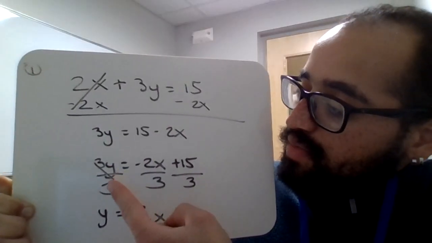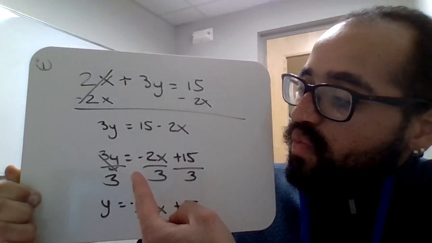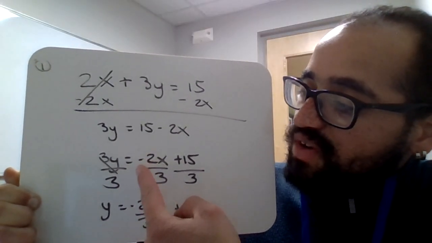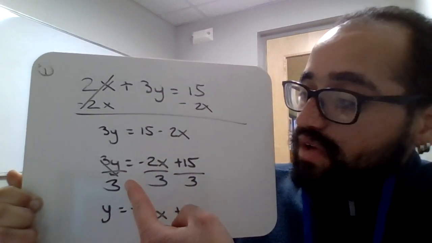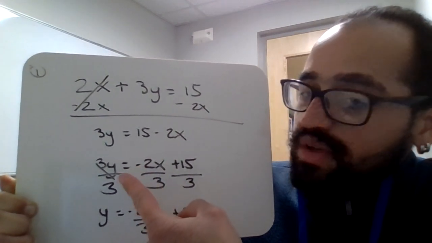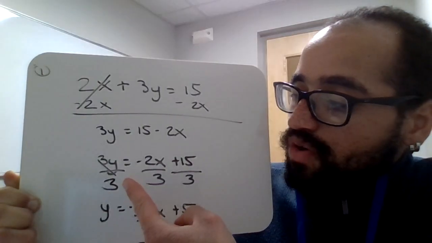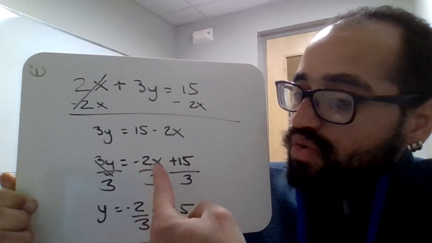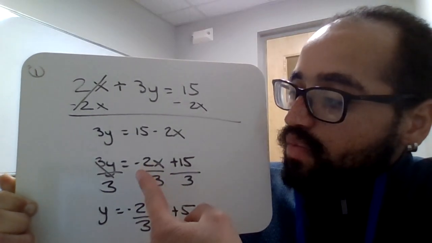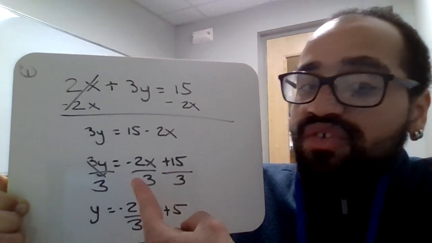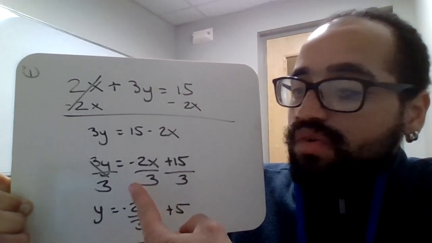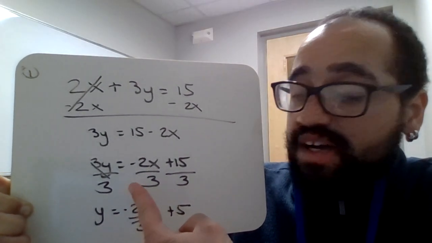But because we isolated y, we're going to stick with that. So we isolated y up here, so we're going to stick with isolating y down here. Y is being multiplied by 3, so in order to make this equation in simplest form, we divide all parts of the equation by 3, every single number, regardless of whether it is multiplied by y or not.